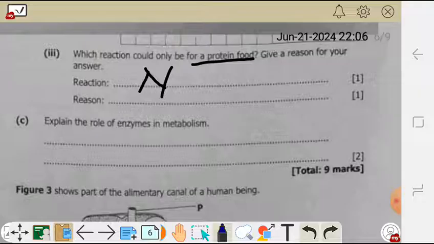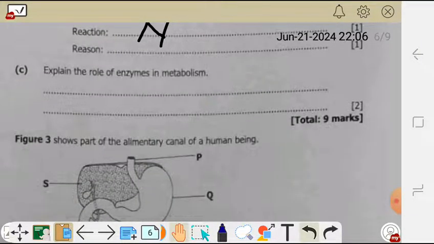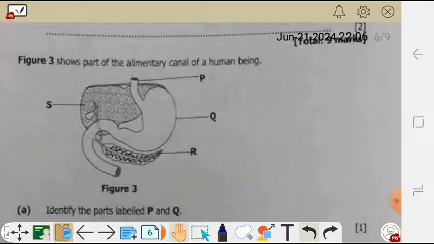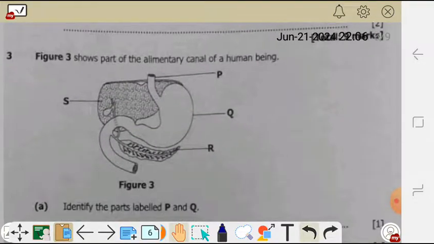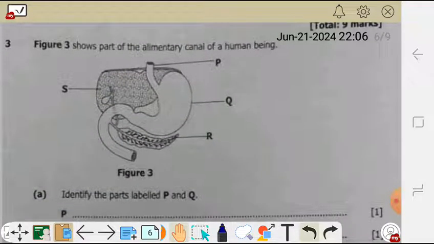So the role of enzymes in metabolism: one, it speeds up chemical reactions. Two, it helps break molecules into absorbable molecules. Okay, so that is question C. We are done with that question. Now let's move on to question 3.